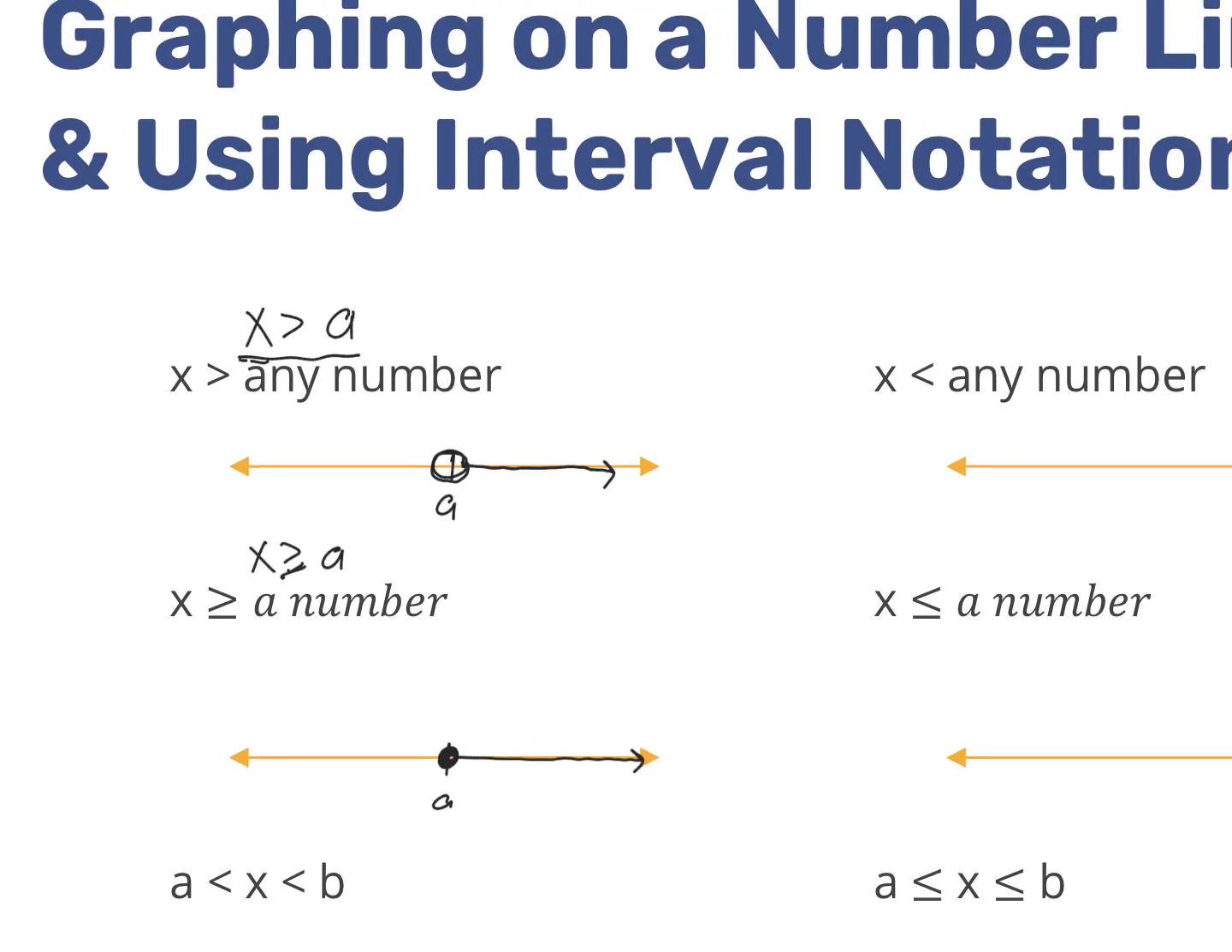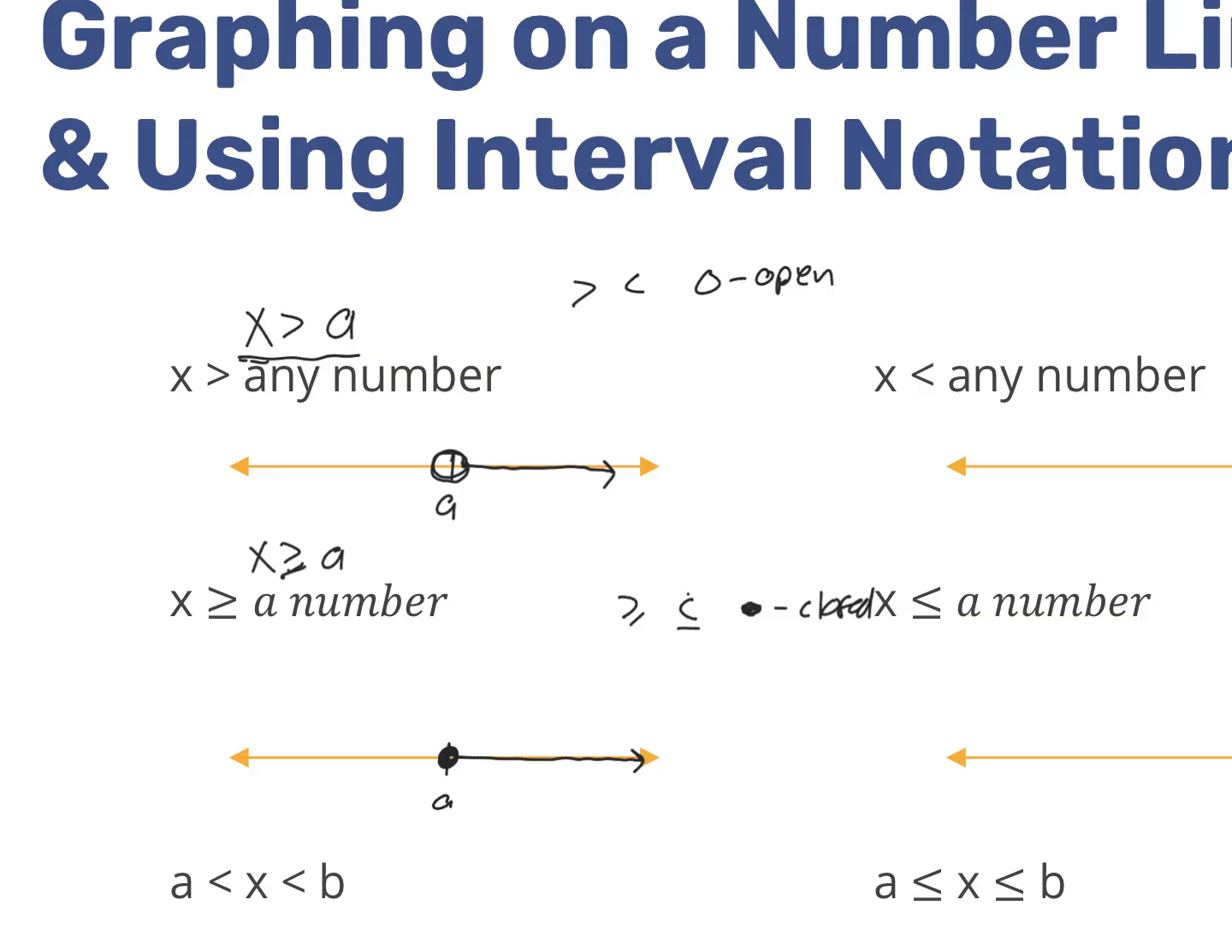So if I have greater than or less than, this is going to be an open circle. And if I have greater than or equal to or less than or equal to, this is going to be a closed circle. The new part is going to be writing your answer in interval notation.